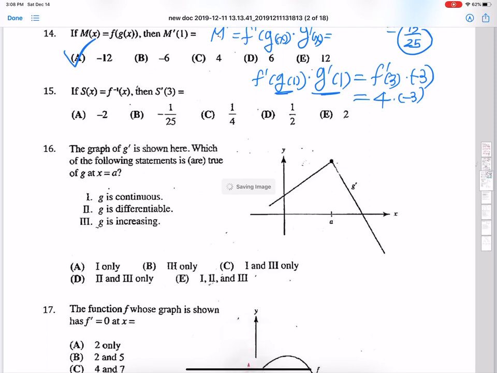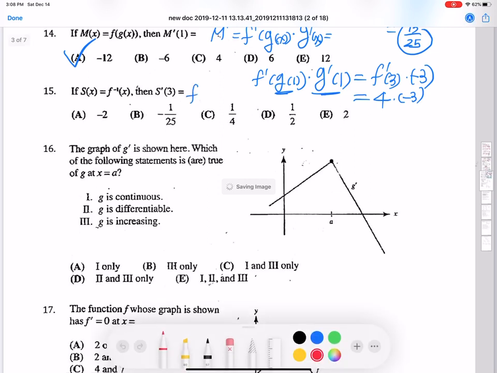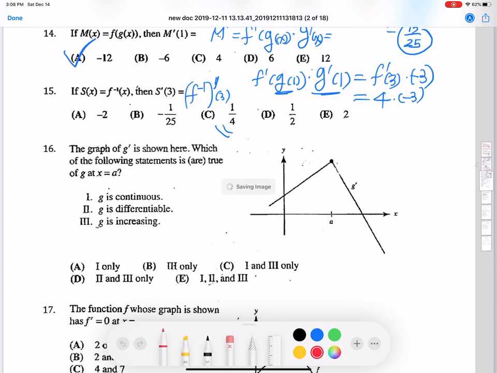Number 15. s(x) equals f inverse of x, what is s prime of 3? So we have to find that f inverse function's derivative at 3, right? By the formula, it's 1 over f prime of f inverse of 3. That's the inverse function derivative formula, right? So we need to find f prime of f inverse 3 first.